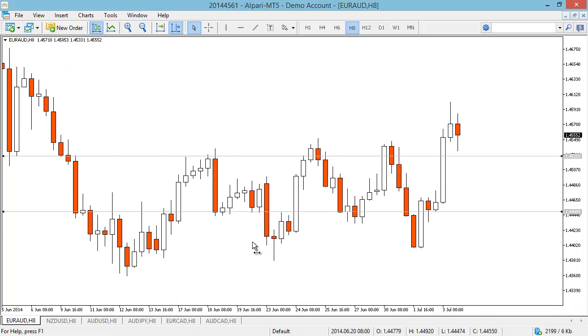Might need to pull the chart back after we place it. So I'm just going to throw one up around about here. Yeah, around about there. We're going to drag the chart back, and we're going to confirm that this is actually an area of support resistance.